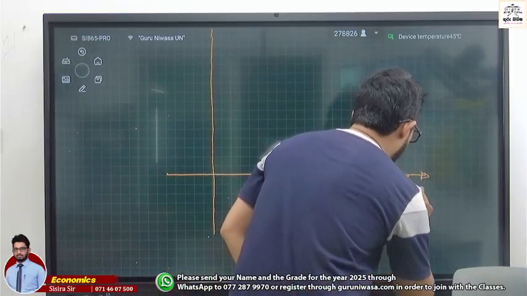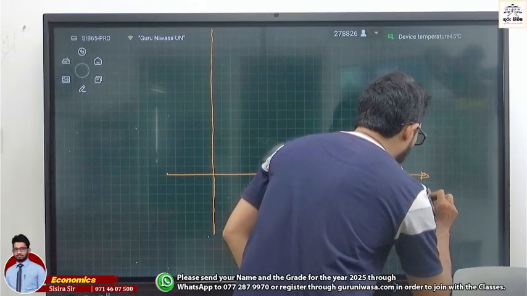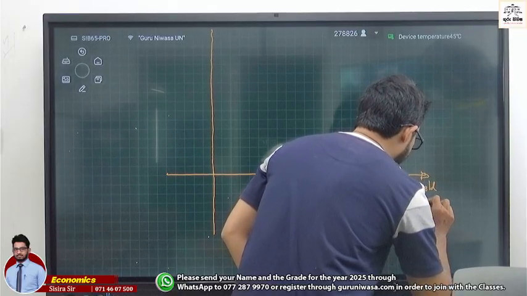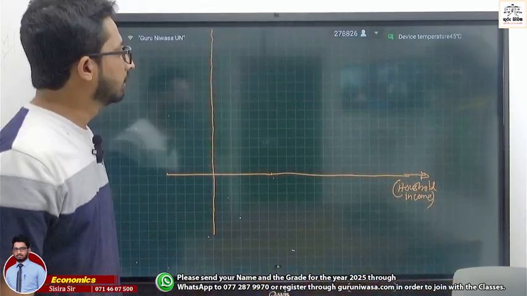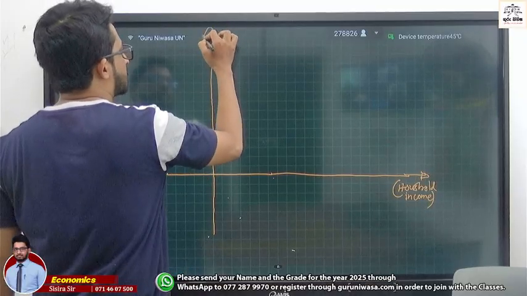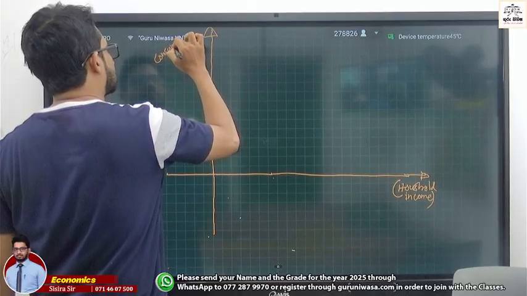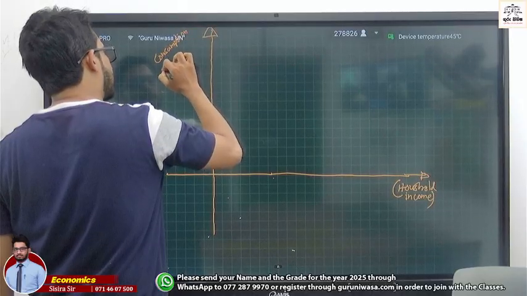Household income. Consumption expenditure.